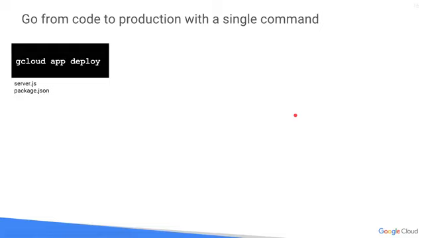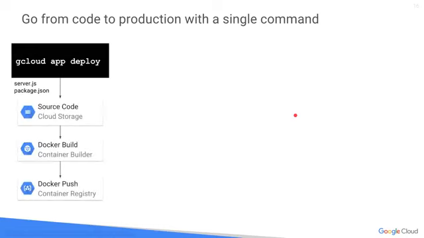You can go from code to production with a single command. After you develop your application, you can deploy to your test, staging, or production environment with a single command, gcloud app deploy. When you run this command, App Engine Flexible Environment automatically uploads your source code to cloud storage, builds a Docker image for your application with the runtime environment, and pushes the image to Google Container Registry. You don't need to set up any Docker scripts for applications that use one of App Engine's native runtime environments.